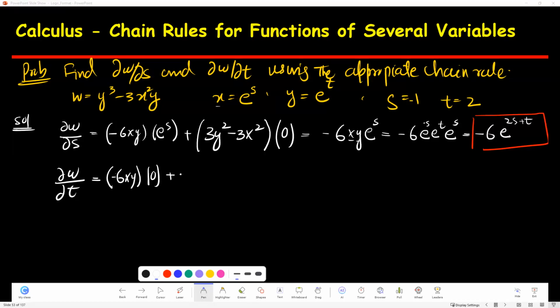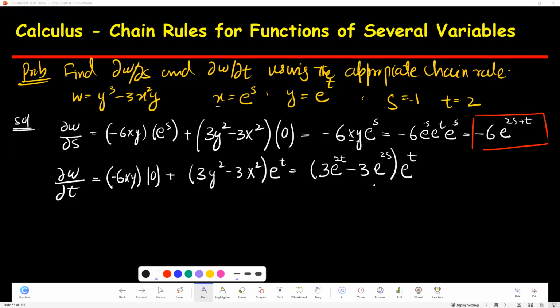Now I'm going to move on with plus dw over dy. So 3y squared minus 3x squared, and then dy over dt. So it's going to be as is, e to the power t. I'm going to do pretty much the same thing here. But before that, let me see, I can write something like that: 3y squared, so e to the power 2t, and 3x squared, so x squared is e to the power 2s, and e to the power t is going to come as is.